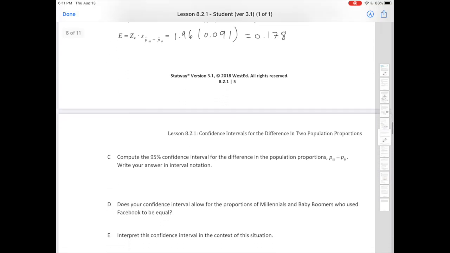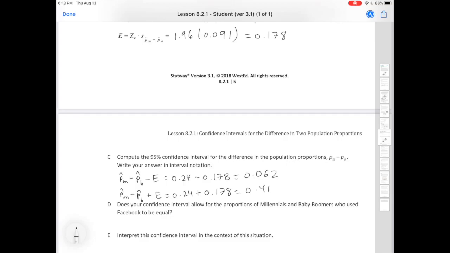So let's move on. It says compute the 95% confidence interval for the difference in population proportions PM minus PB. Write your answer in interval notation. Okay, so what is PM hat minus PB hat minus E? And then we also have to calculate PM hat minus PB hat plus E. So remember, if we subtracted those guys, we got 0.24. So it's 0.24 minus 0.178, and then 0.24 plus 0.178. Let me go ahead and do that in the calculator. So if I subtract 0.178, I end up with 0.062. And then if I add 0.178 to it, I end up with 0.418.